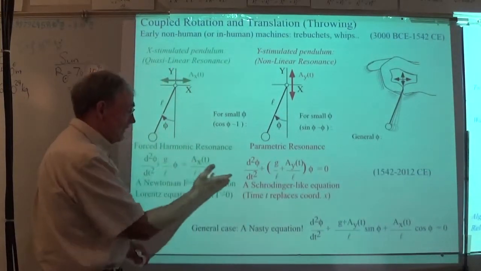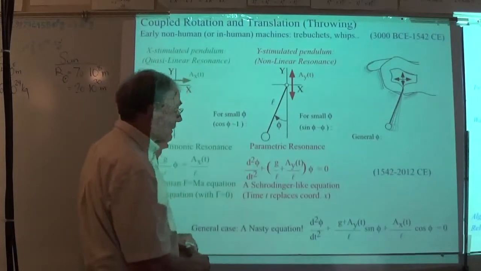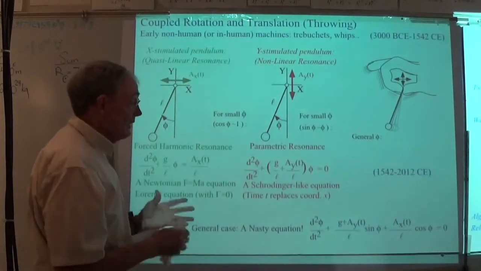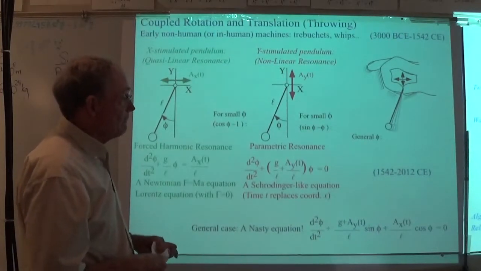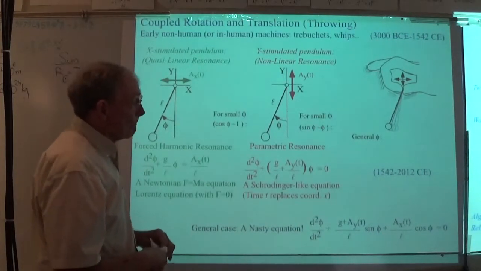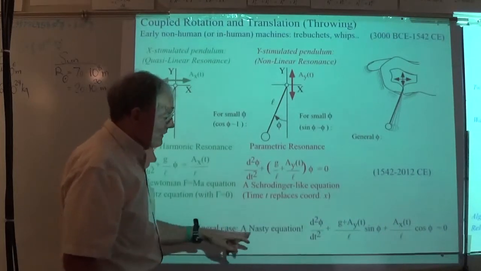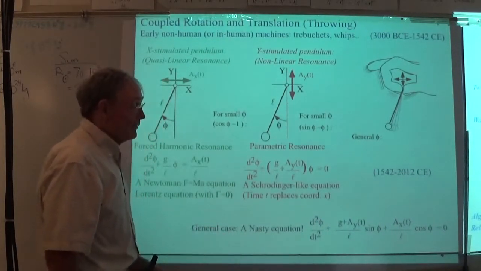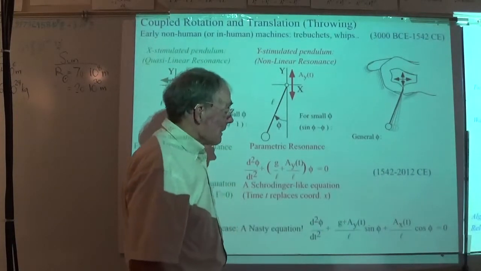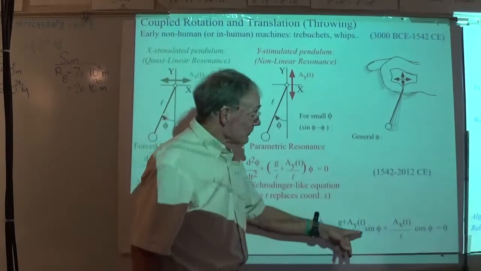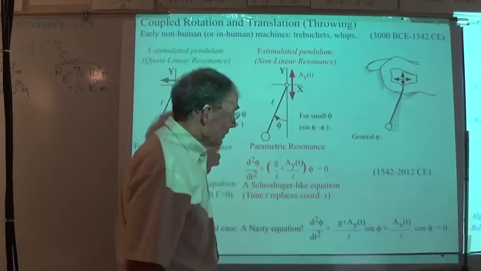So this is essentially the Schrodinger equation. We have to marry those two to pull off what we're doing here. But the really nasty equation, which is the one that the trebuchet really obeys, and this is including gravity, would be these two combined with a sine and a cosine driving it.